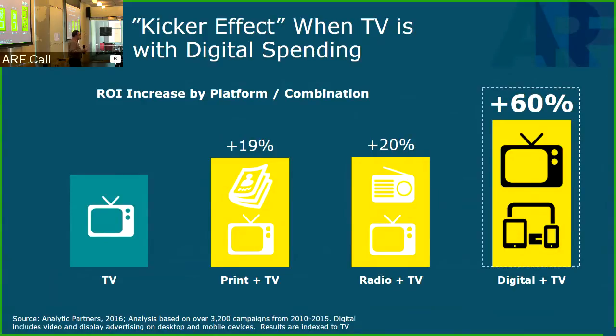And then when you look at TV plus digital, you can see that it creates what we call a kicker effect, 60% more effective than a TV-only campaign. That's the second ground truth, the kicker effect. The third ground truth goes to demographic differences.